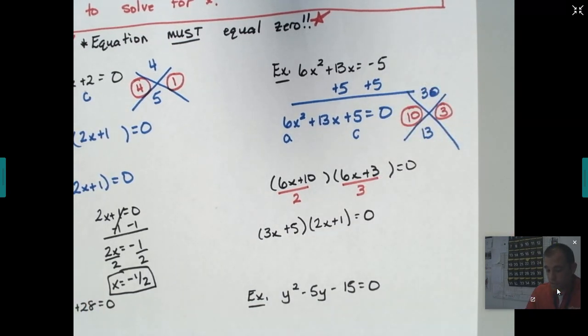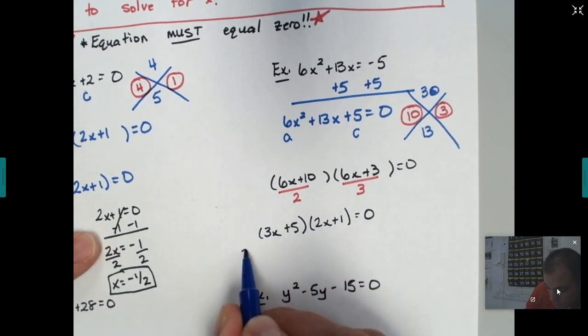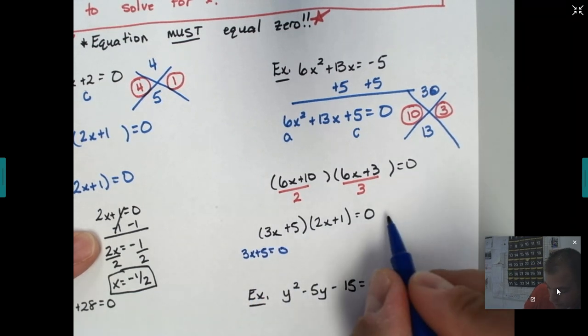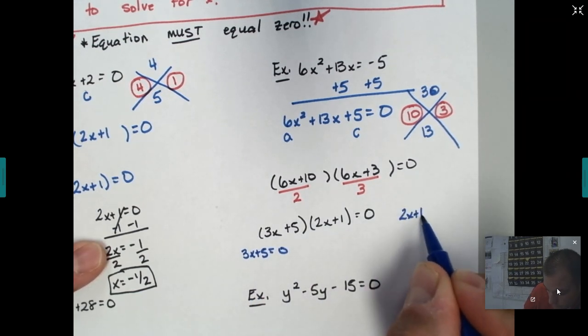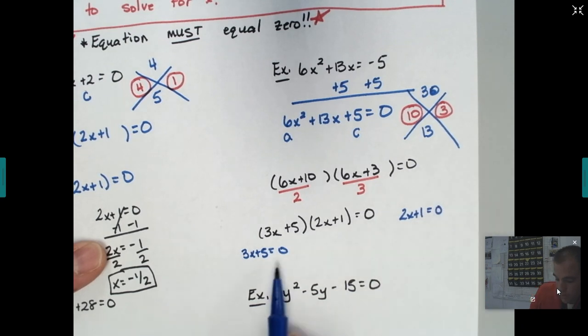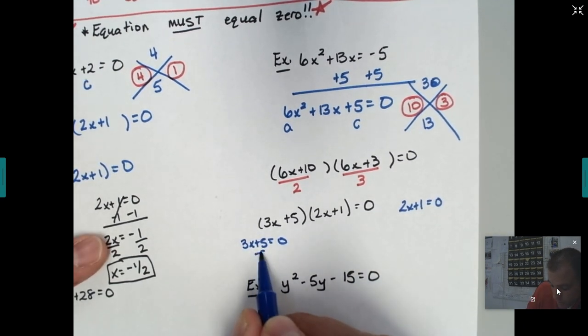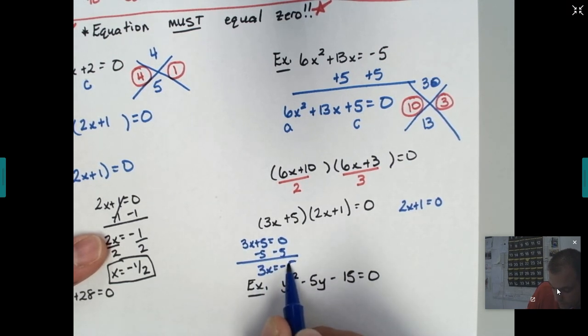Now comes the new step. Now I'm going to take each one of these. So I'm going to take 3x plus 5 equals 0. And I'm going to take 2x plus 1 equals 0. And I'm going to solve each one of those, just like you've solved every other problem. So subtract 5. So that would be 3x equals negative 5.